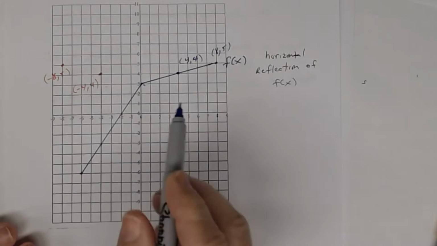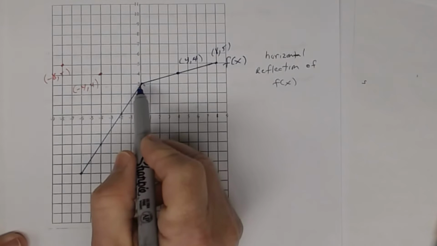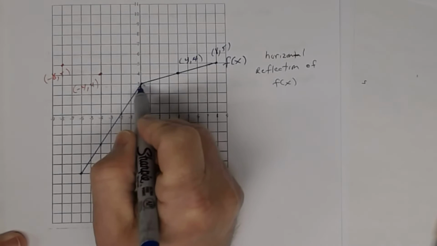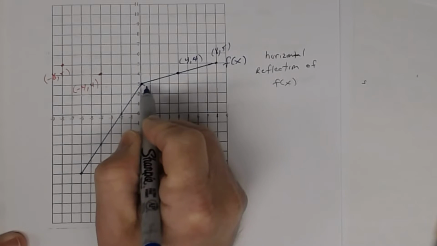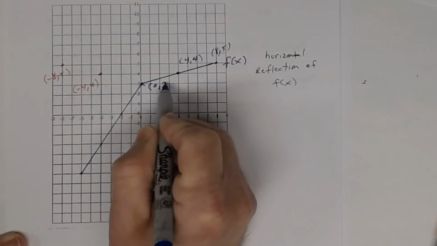All right? And by the way, just to let you know, see this point right here? See how this point here, which is (0, 3)?